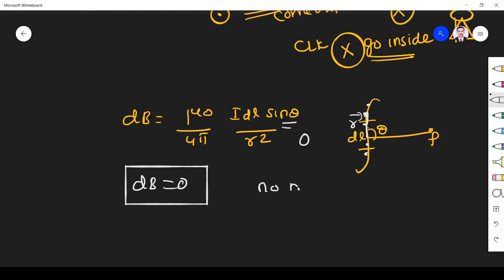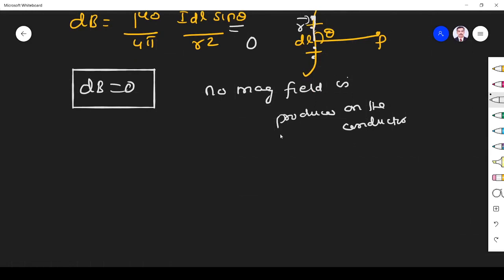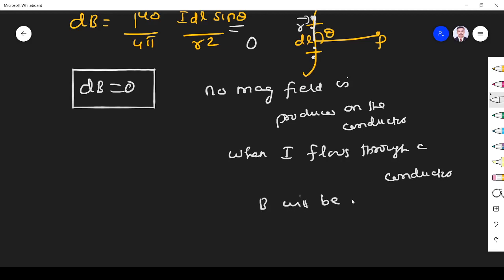So no magnetic field is produced on the conductor, right? When current flows through a conductor, very, very important, B will be present around the conductor only.